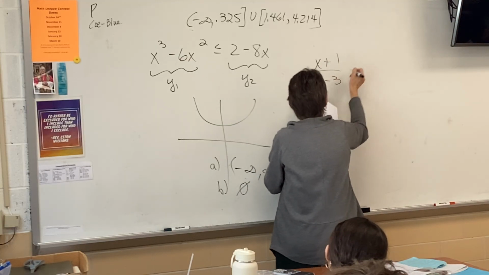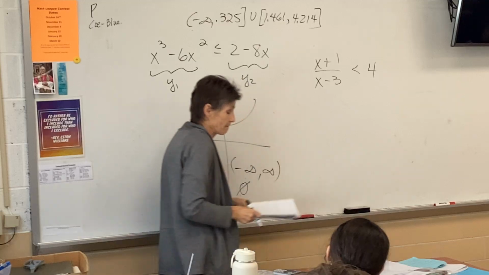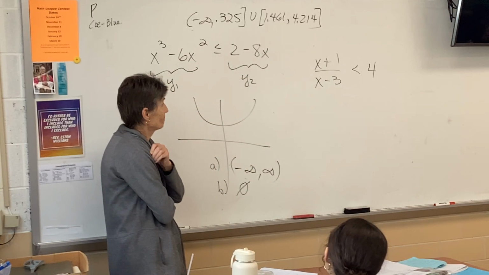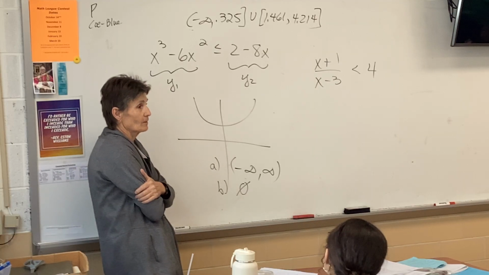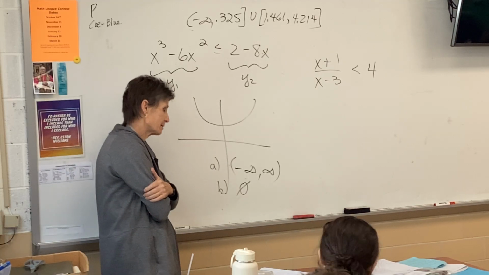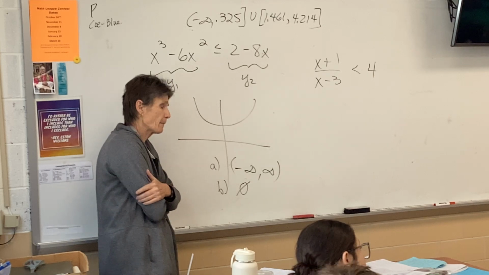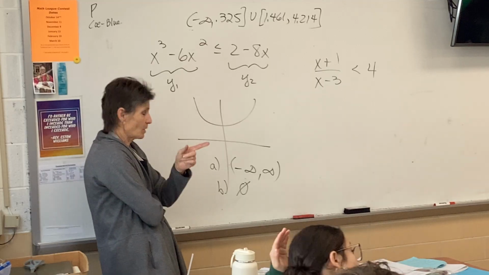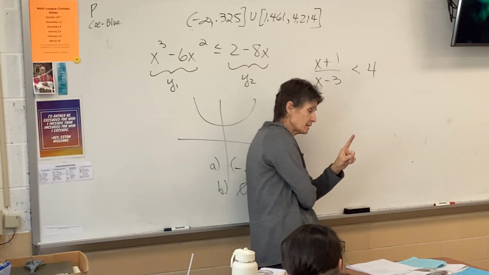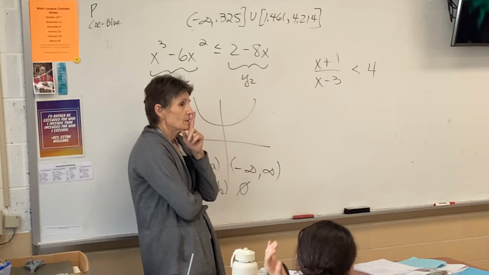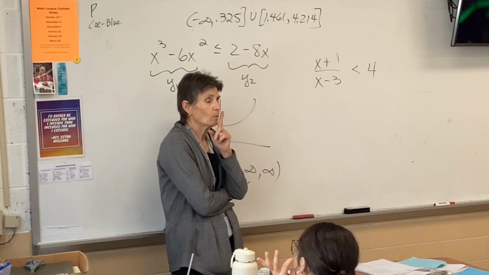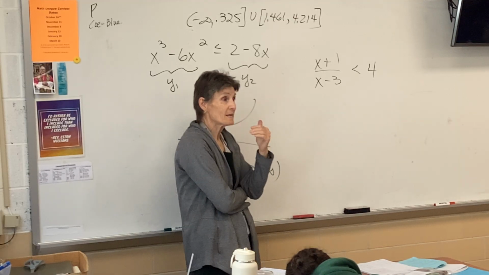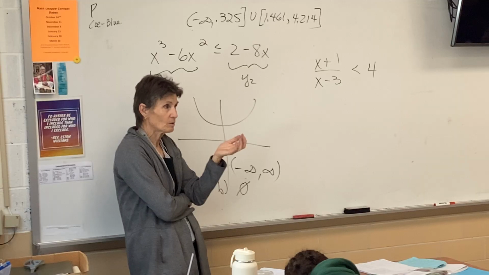Okay, wait, Eli, what are you doing? What did you do? Solve it? Times x minus 3 by both sides. Okay, stop right there. What do I know about x minus 3? It can't be 3, but could x be a number bigger than 3?